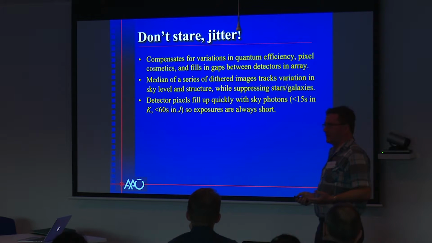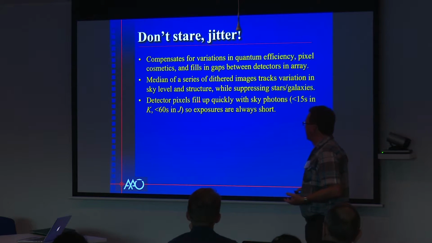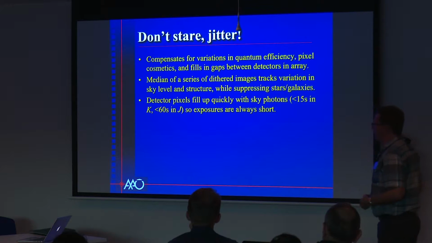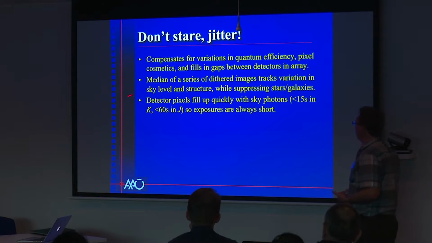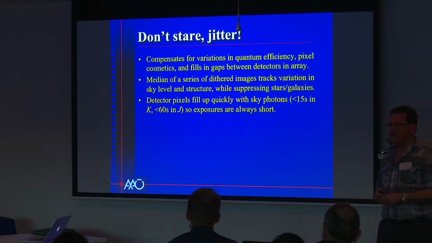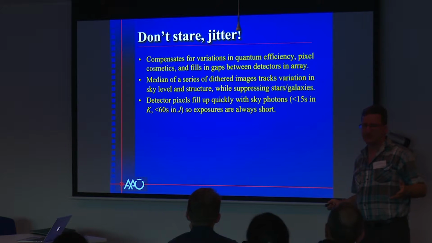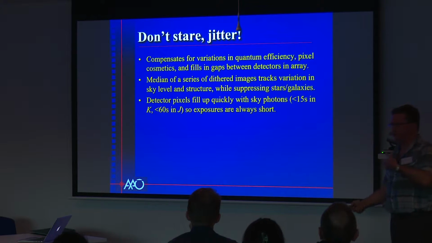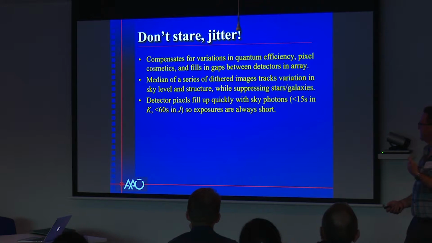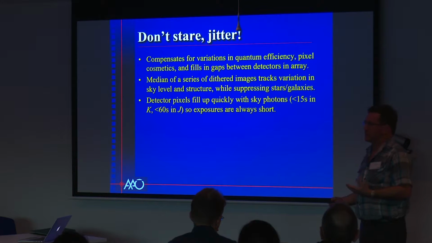The other reason you'll keep moving around is, given how bright the sky is, your detector pixels actually fill up quite quickly just with sky photons. Forget about your objects, which are only a small contribution to that. So typically in the K-band, for instance, you wouldn't really expose for longer than about 15 seconds, depending on the site or your pixel scale. But after 15 seconds, you've already used up much of the depth in those pixels. So you then need to read out your image and start again.